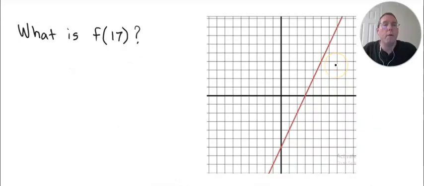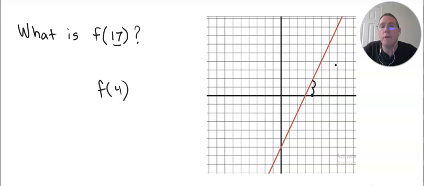In this second part, we're going to learn how to identify output values of a function when the number we're plugging in, like 17, is not included on the graph. So for example, if somebody asks, what is f of 4? Well, that's easy. I can just go 1, 2, 3, 4. I can go to where x is equal to 4.